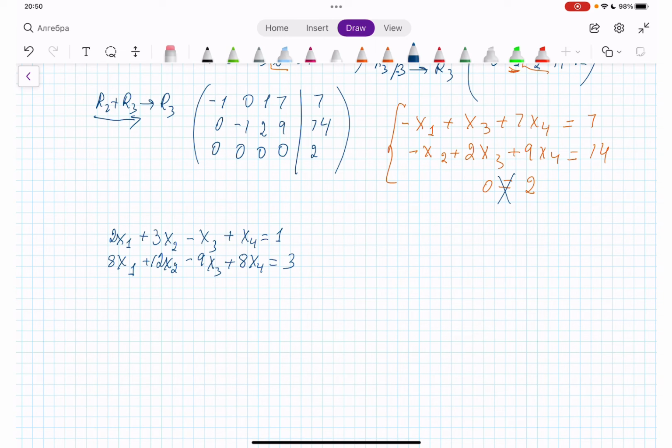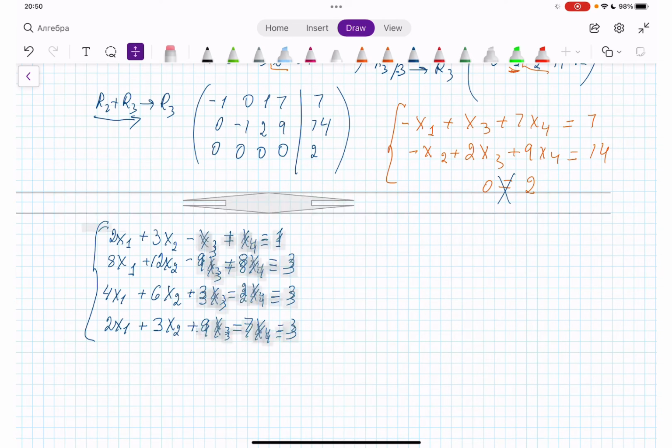Next, 4x1 plus 6x2 plus 3x3 minus 2x4, and it's equal 3. And lastly, 2x1 plus 3x2 plus 9x3 minus 7x4, and it's equal 3.